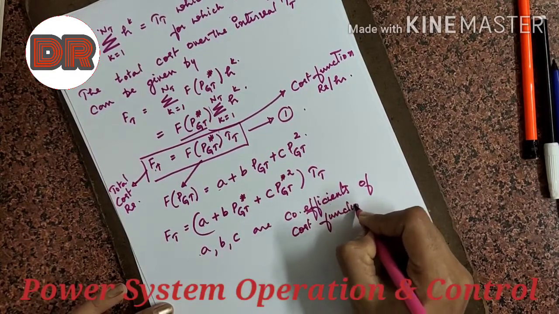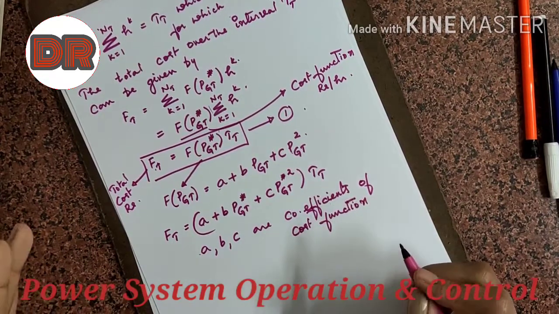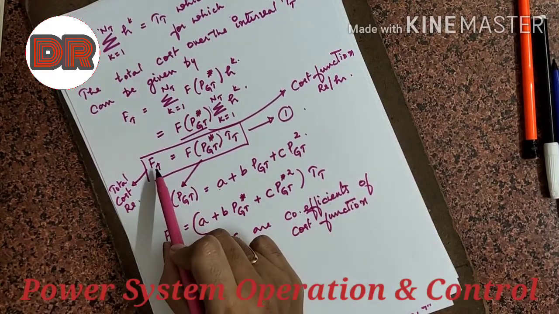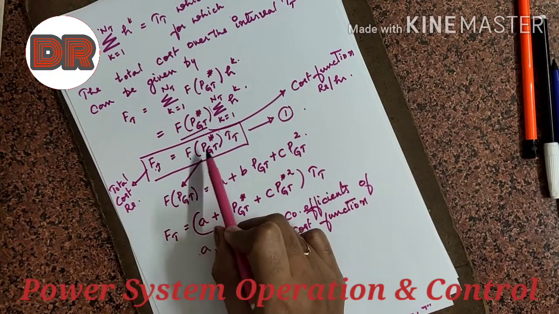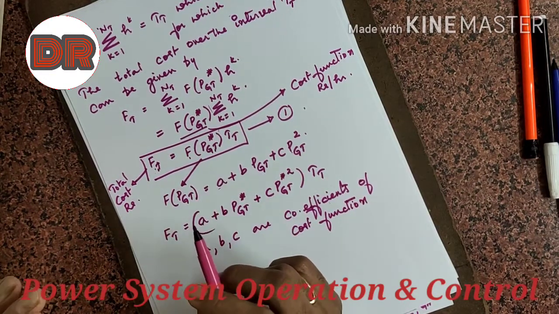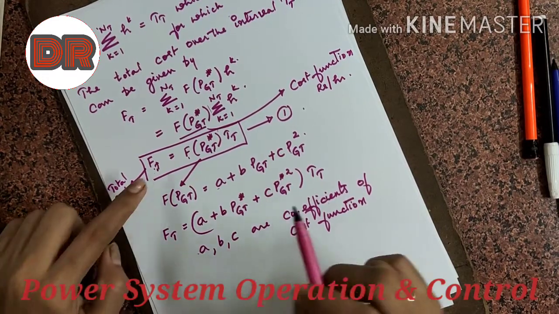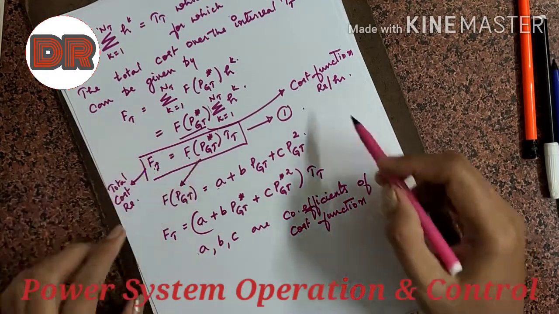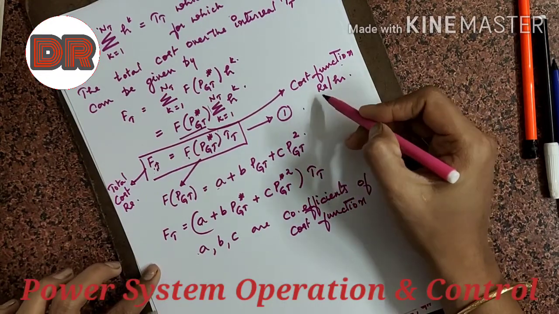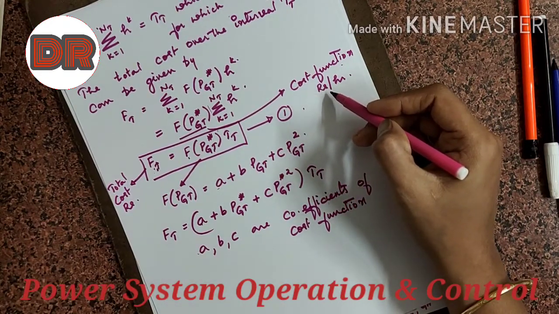So once again let me tell you, there is a difference between FT and F of PGT. FT is the total cost and the unit of it is rupees, whereas F of PGT is the cost function and the unit is rupees per hour.